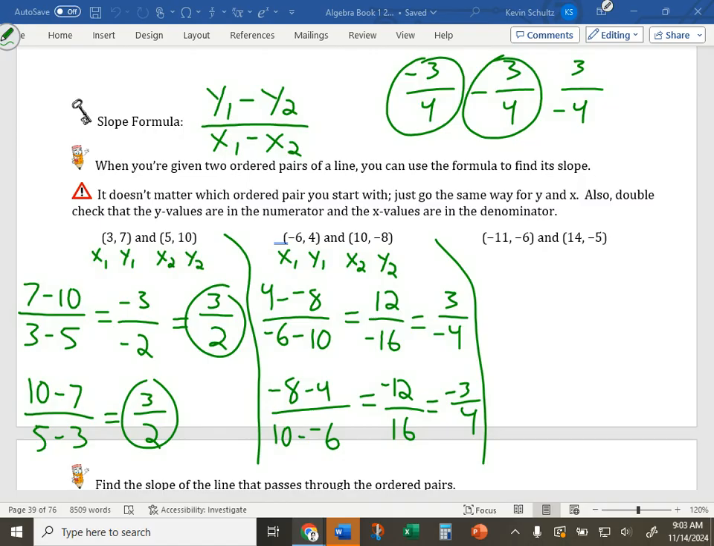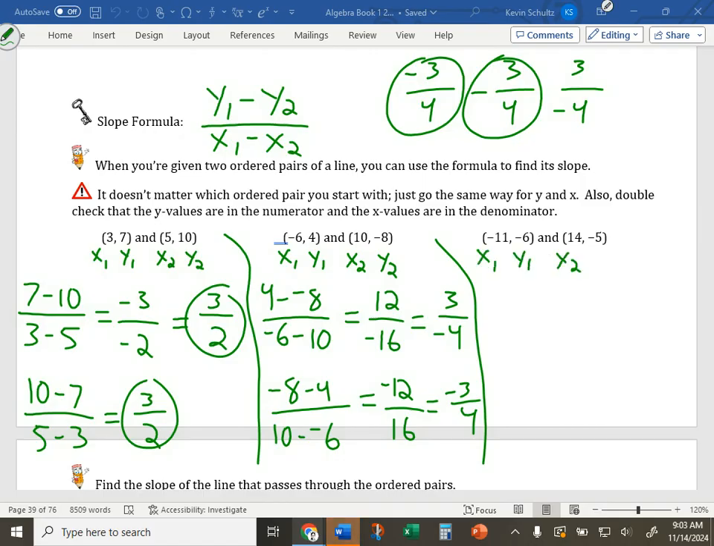Who is bold, brave, believes in themselves? What did you come up with? Henry? 1 over 25. Positive or negative? Positive. Do we agree? Yes. I got it as negative.